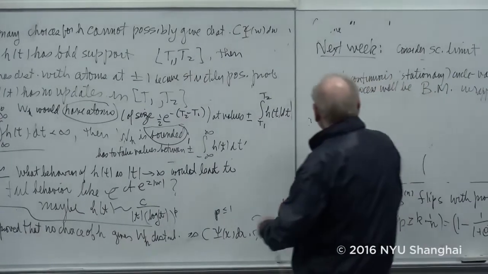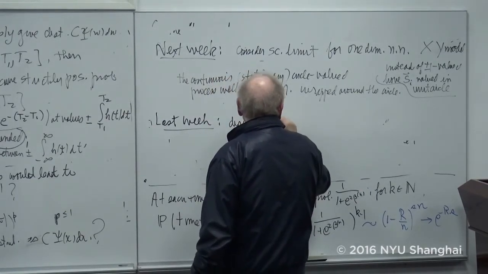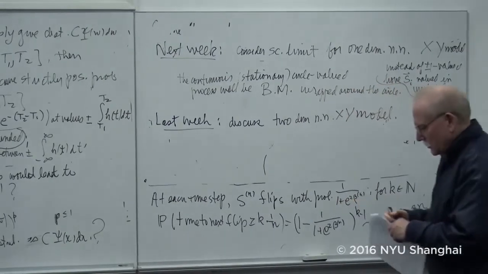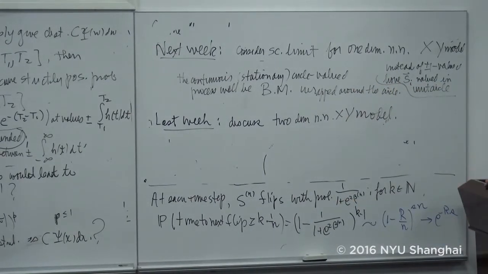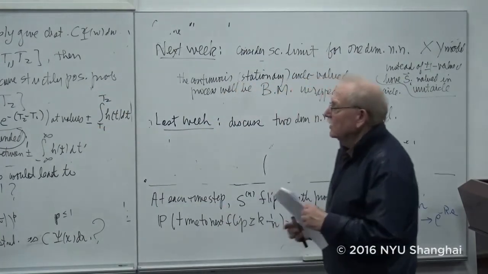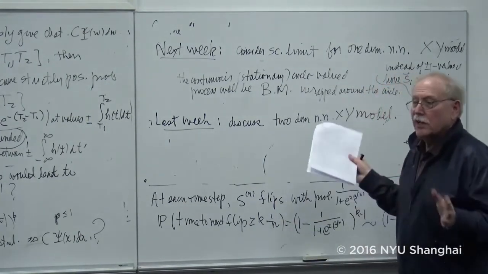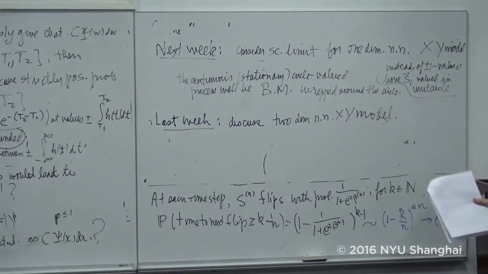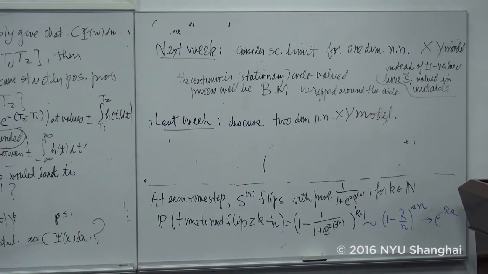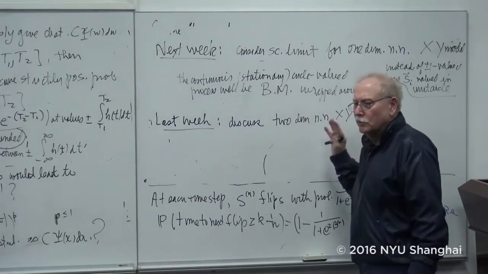But then the last week, we'll discuss the two-dimensional nearest neighbor XY model. Some things are known, and I'll talk about some of those things. That one, unlike this one, just like the Ising case, does not have a finite critical beta. You have to let beta go to infinity. Two dimensions does have a finite critical beta. The phase transition for this XY model is very interesting and has been studied for many years. And lots of things are known about it. You don't have to let beta go to infinity here, but you may want to, or not.